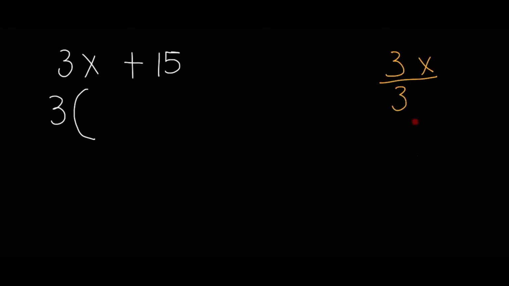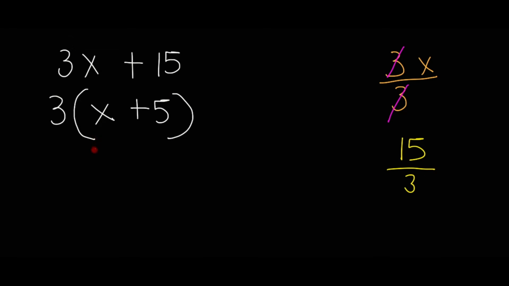So 3x divided by 3, the 3 and 3 cancel. So here we are left with x, and then we do the same thing: 15 divided by 3. So 15 divided by 3 gives us 5. So this is 5 and this is our final answer, we have factorized it. Always when you finish factorizing, you should know that if you multiply out your bracket, it should bring you back to your original expression.